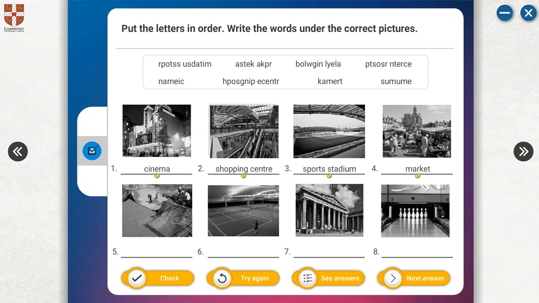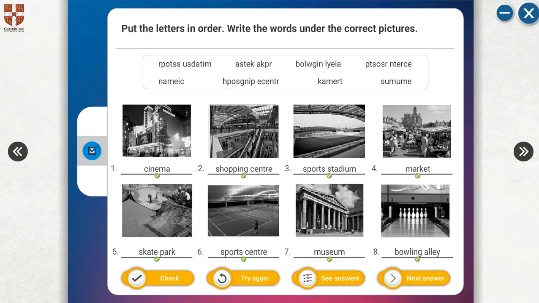And number 5, can you remember? Can you see the picture? Which one of them? Yes, skate park. And number 6, they play sport, so we should say sports center. And number 7, in the picture there's a museum, so we have to say museum. And number 8, this is so easy. Here is bowling alley. Now you can check your answer.